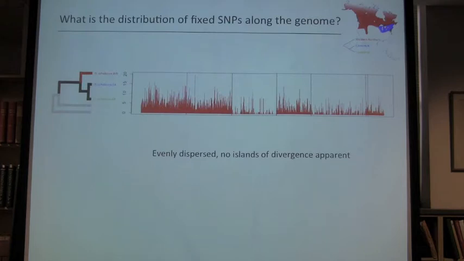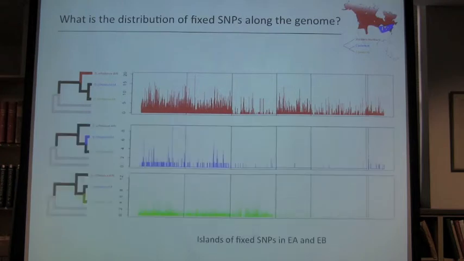On the x-axis here we have genomic position, and it's just divided up into chromosomal arm. And then the y-axis is the number of fixed SNPs. And so you can see there's not really a pattern besides, some of the chromosomes have more divergence than others, which is interesting in itself. But really you don't see any very strong evidence for an island of divergence.